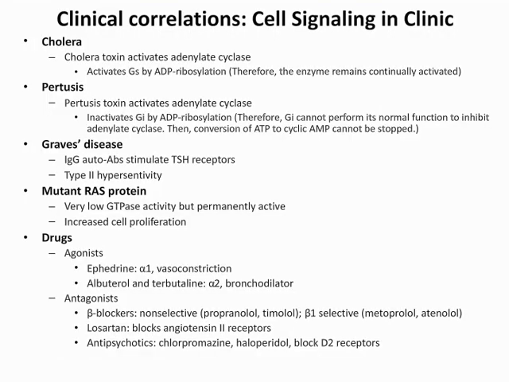Here's your last learning objective, identifying the diseases and disorders related to cell signaling. Be sure to know all of these different disorders. Cholera, for example: the cholera toxin activates your adenylyl cyclase, so the enzyme remains continually activated. Pertussis, same thing. Pertussis toxin also activates adenylyl cyclase, and therefore the message cannot be stopped. Be sure to read through the rest of them: Graves' disease, mutant RAS proteins, and then some drugs.